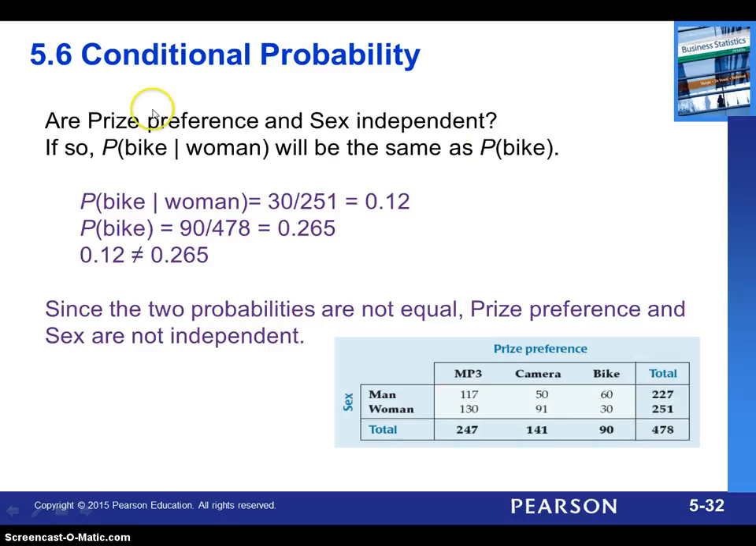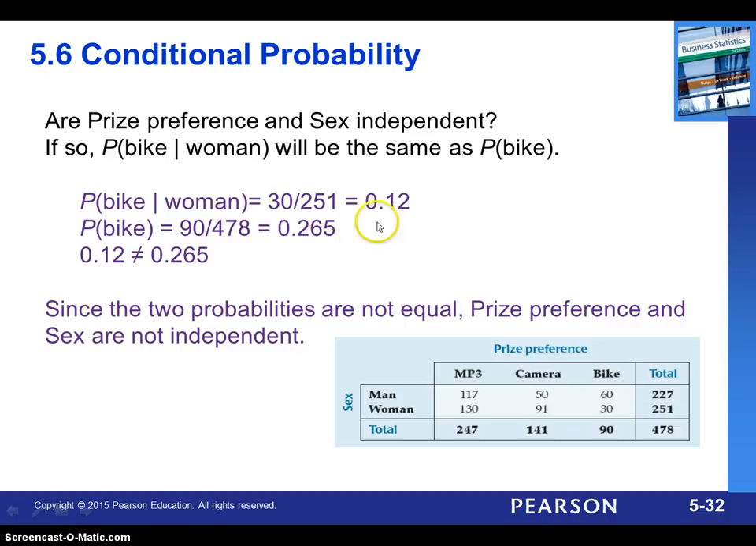So we ask, are prize preference and sex independent? We're wondering if the probability of a bike doesn't depend on women or men. So what we have to do is calculate the probability of the person picking a bike given that they're a woman, which we already calculated at 12%. Then we look at just the probability of anyone picking a bike, so man or woman. To do that, we look at the total. This is a marginal probability. Total bikes, 90, divided by total people, 478, and that's about 26%.